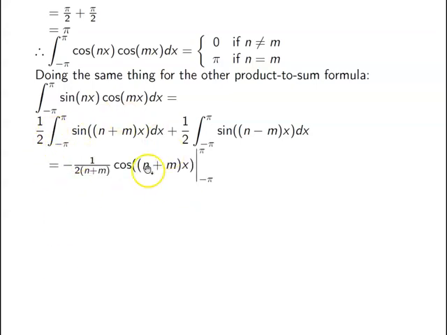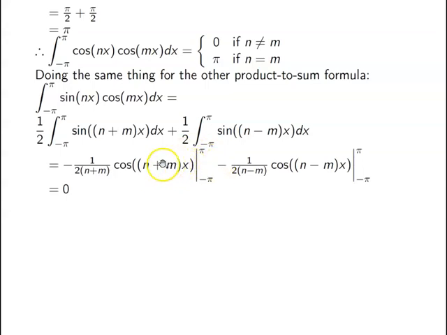So let's go ahead and start to do this. Again, using the same u substitution as before, I'm going to have 1 over 2(n plus m). Sine, when I integrate it, will give me a negative cosine, and I'll evaluate that from negative pi to pi. Then that second term will look very similar. I'm going to subtract from that 1 over 2(n minus m) cosine of (n minus m)x. Note here that we're adding them, and here we're subtracting them, because I get a negative cosine when I integrate sine.